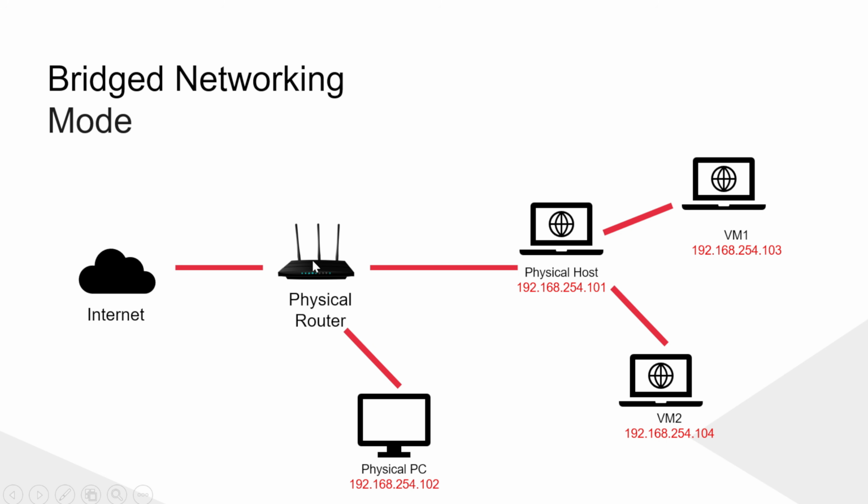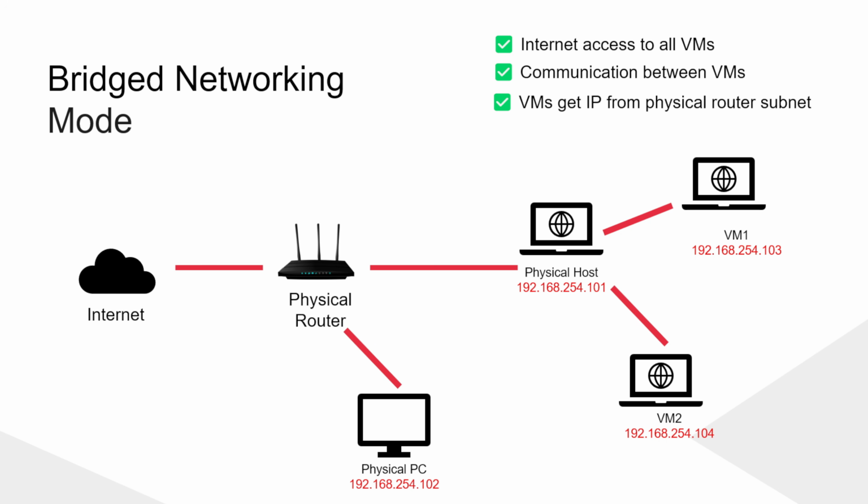Here, the DHCP present in our physical router is providing the IP address to this VM1 and VM2. In some cases, due to limitations, this can be a hurdle. So, internet is available to all the VMs, communication between the VMs is possible, and VMs get their IP address from the router subnet. Our third mode is host-only network mode.